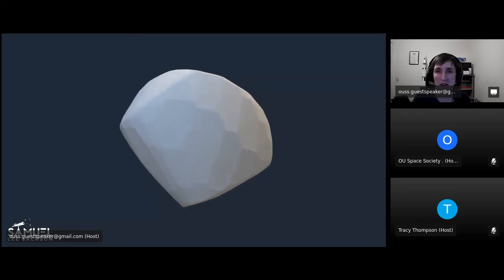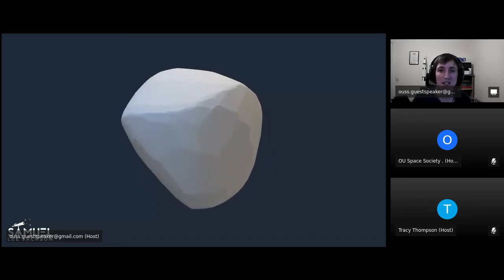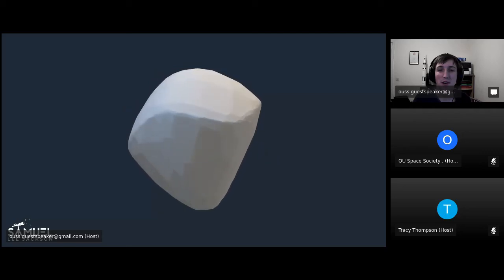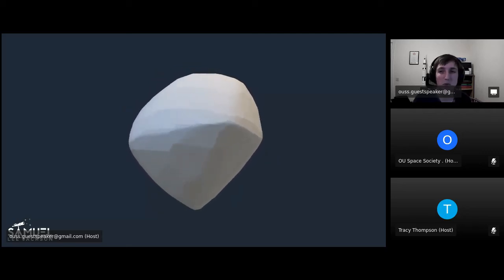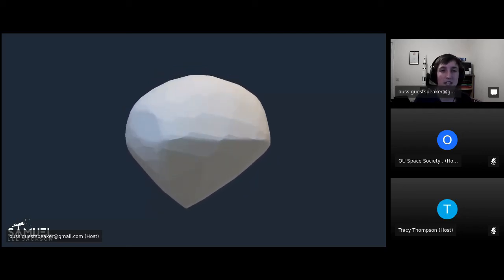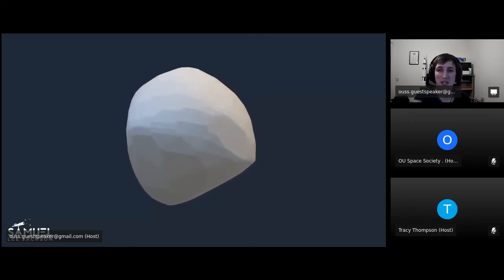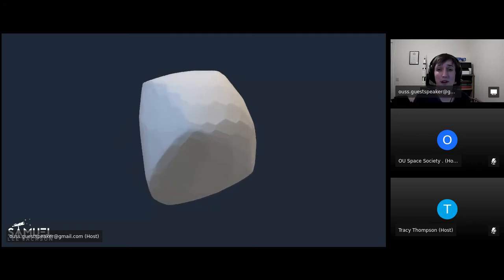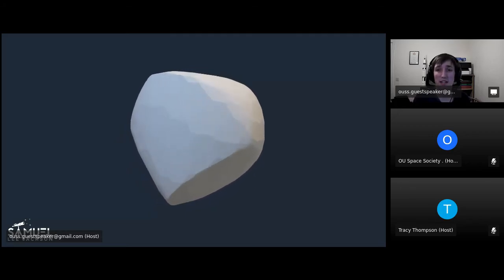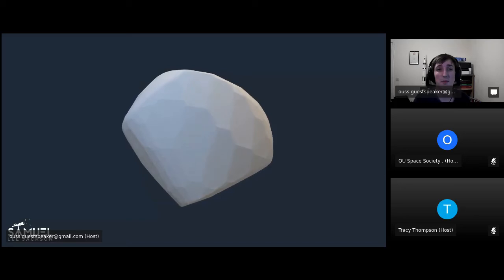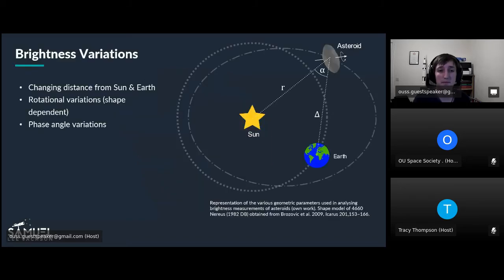You can see this isn't as detailed as Itokawa, and this is because from the light curves you can't find out information about craters or boulders or surface concavities and things like that. So it's an approximation at best. But nonetheless, I think it's really cool that we've managed to figure out roughly what an asteroid looks like from the data we've taken with the OpenScience observatories.